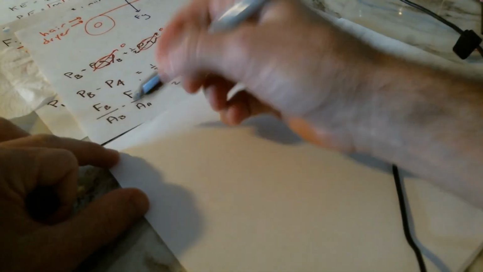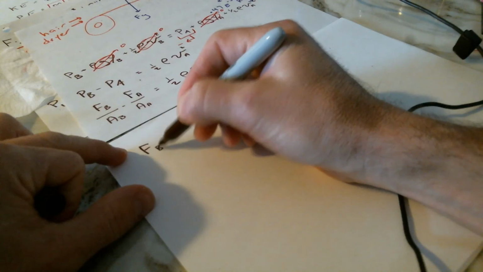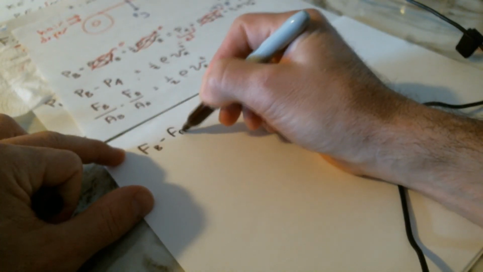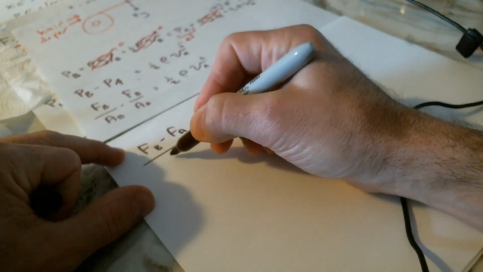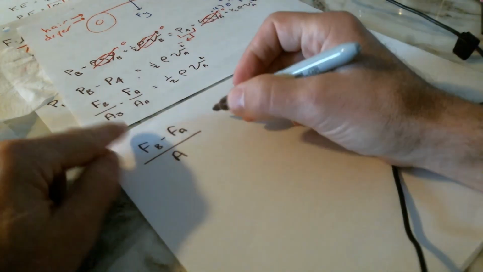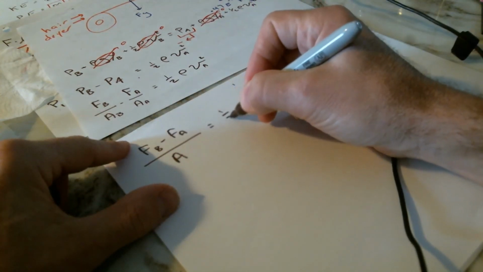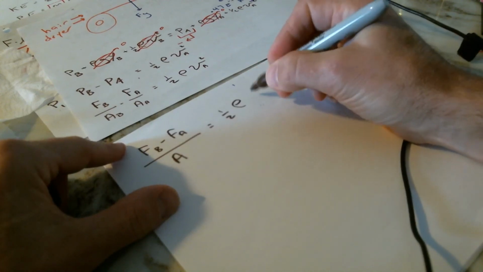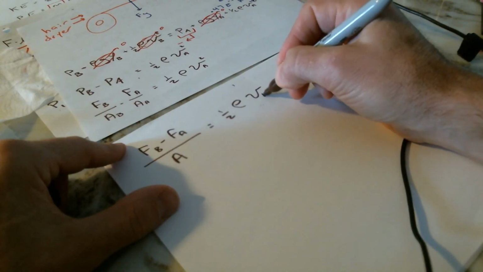This will turn into force below minus force above. So just the change in force over the area. That's it, because it doesn't matter if it's above or below. It's the same area. Is going to be the same thing as 1/2 times the density of the air times the velocity above squared. Okay?